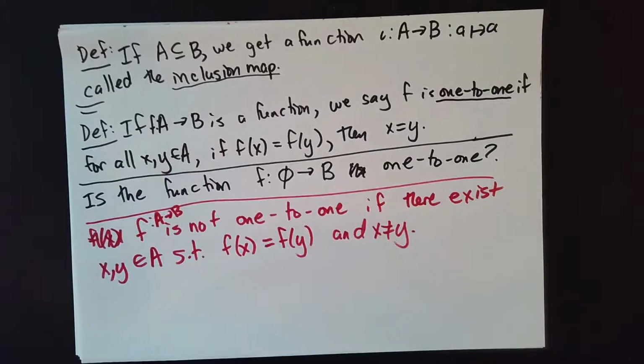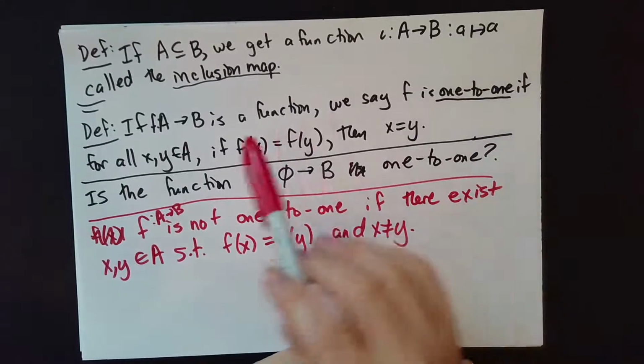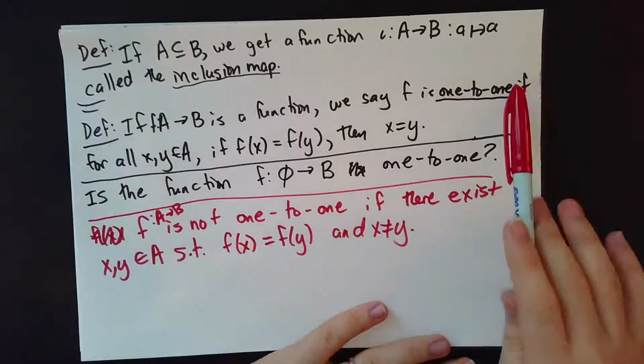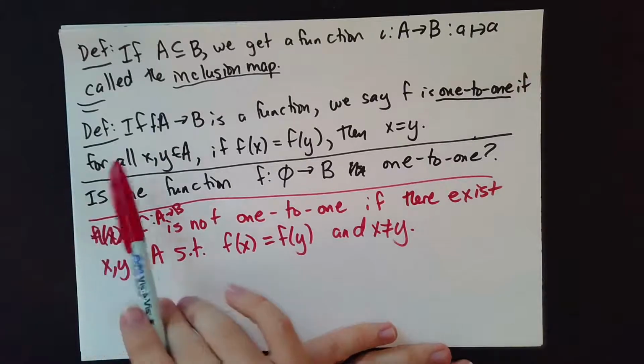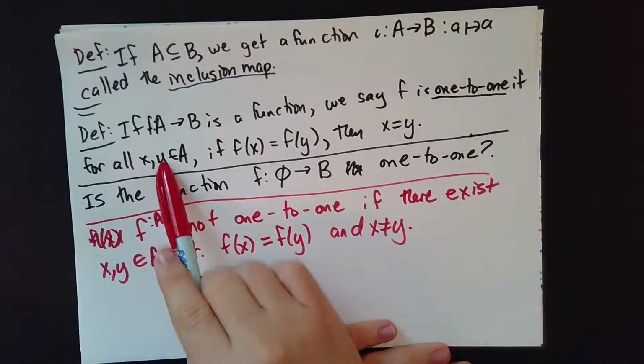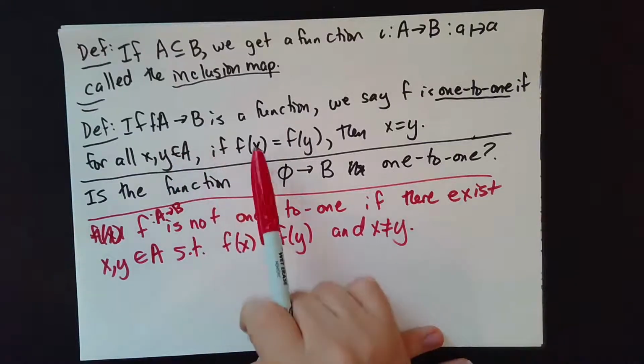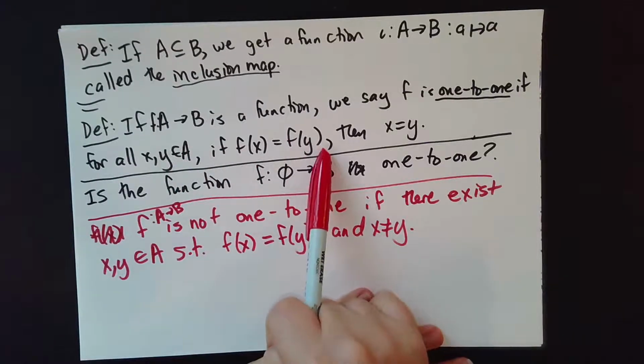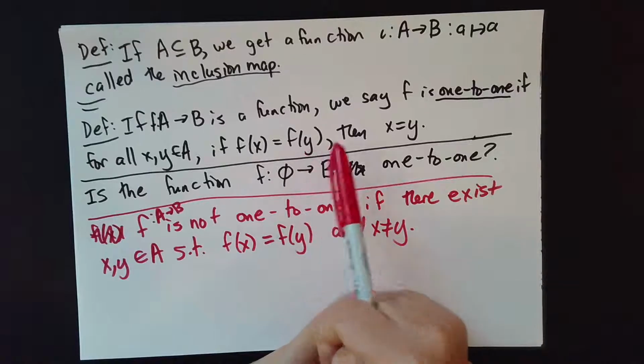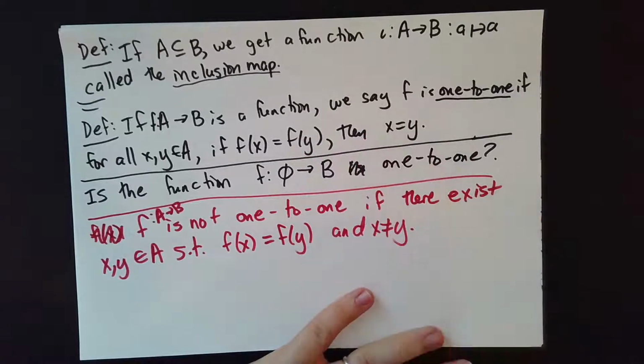Okay. And again, all I did here was just apply what we learned in the first part of the class about how to negate something to negate the definition I wrote up here. So this for all x, y becomes there exist x and y, and this if f of x equals f of y becomes f of x equals f of y, and the then becomes x is not equal to y.